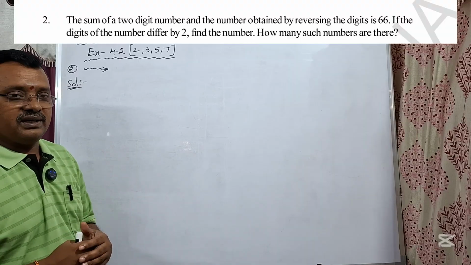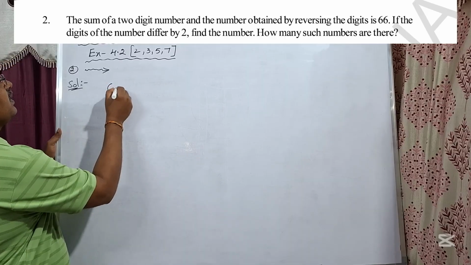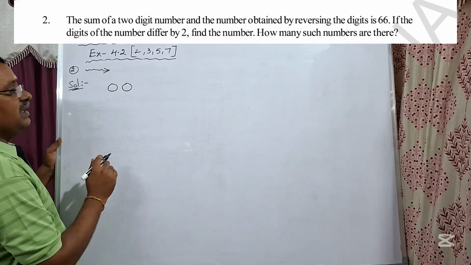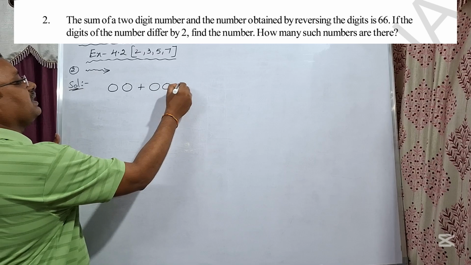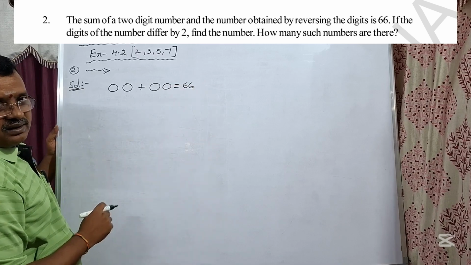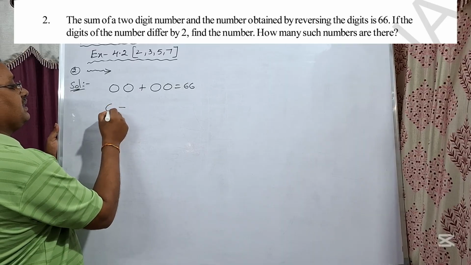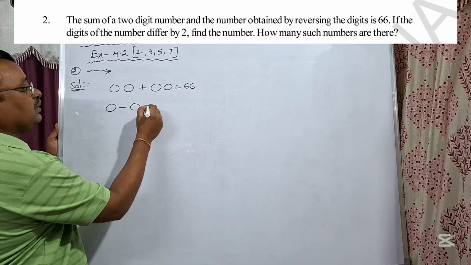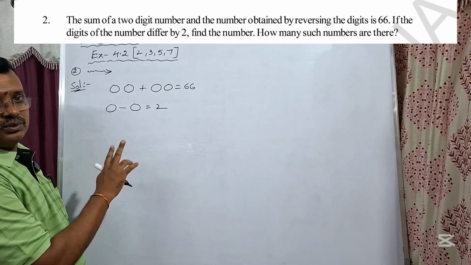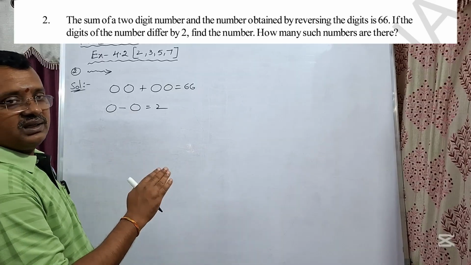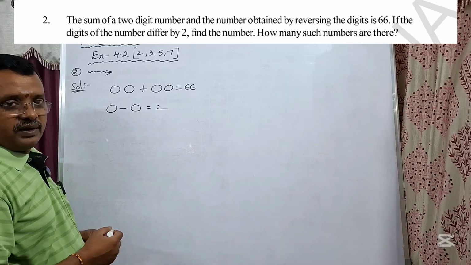We are choosing the second question. In this question, what they are saying is: the sum of a two-digit number and its reversed digits is 66, and the digits of the number differ by two. The difference of the two digits is 2. Then how many such numbers are there, and what are they? That is what they are asking. How to find that?